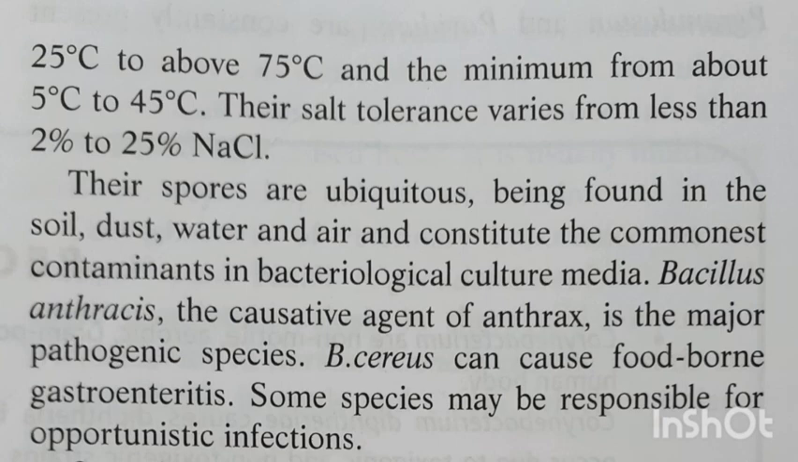Then another feature is that they can tolerate salt, that is their salt tolerance varies from less than 2% to 25% of NaCl. The major pathogens of this genus are Bacillus anthracis and Bacillus cereus. Bacillus anthracis is the causative agent of anthrax, and Bacillus cereus causes food infection, mainly gastroenteritis. Then there are some pathogenic species in this genus that cause opportunistic infection. Among them, Bacillus anthracis is the major pathogen that causes anthrax.